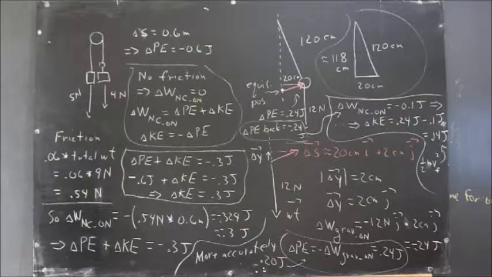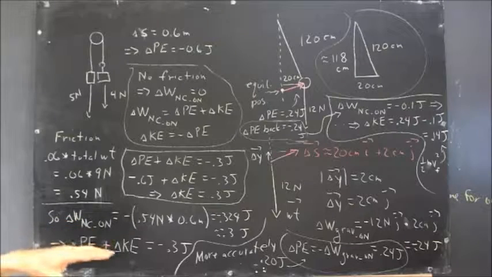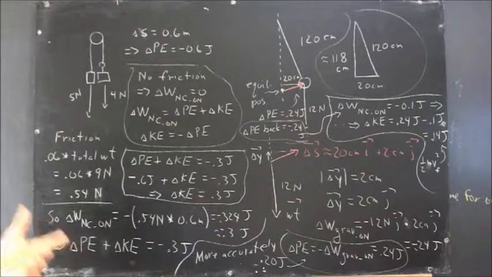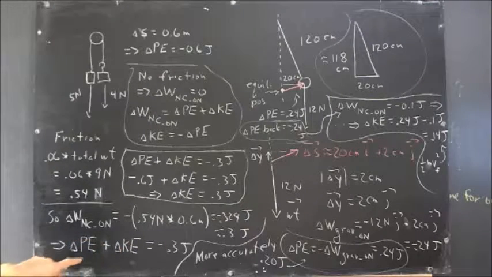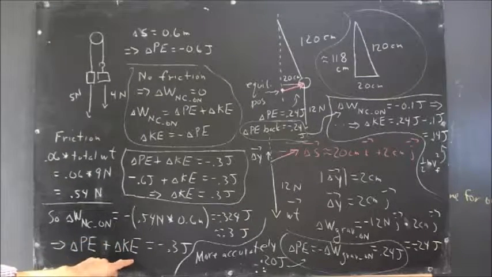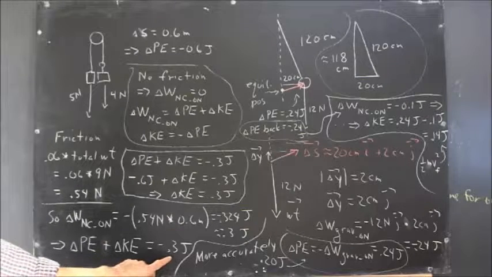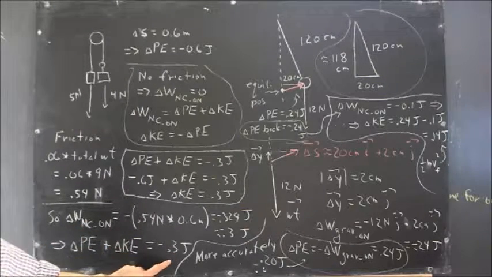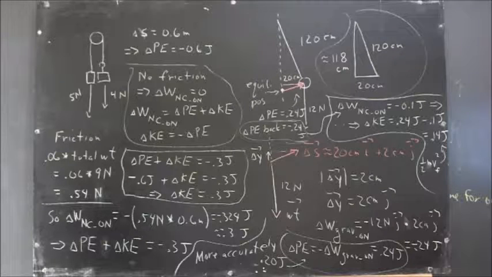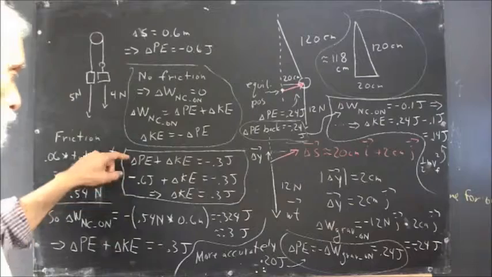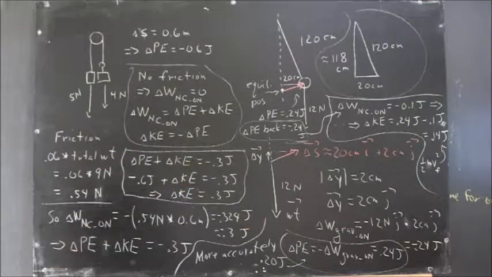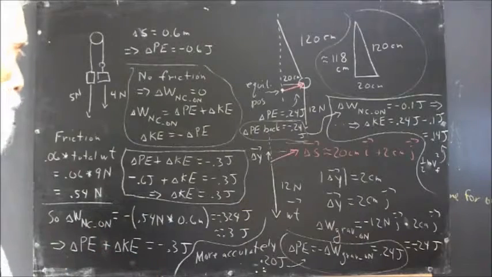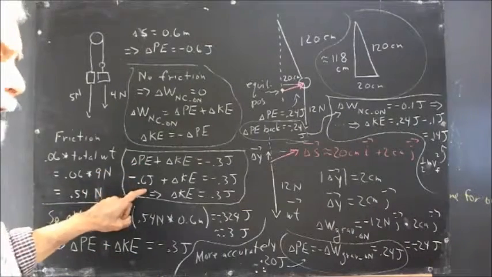And we add that, which is going to be the work done by non-conservative forces, which means then that the change in potential plus the change in kinetic energies is going to be equal to the work done on the system by non-conservative forces, the -0.3 joules. And we can use that up here to calculate the change in kinetic energy, and it's a very simple calculation. We know the potential energy change.